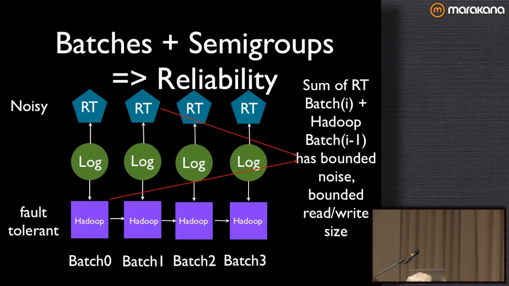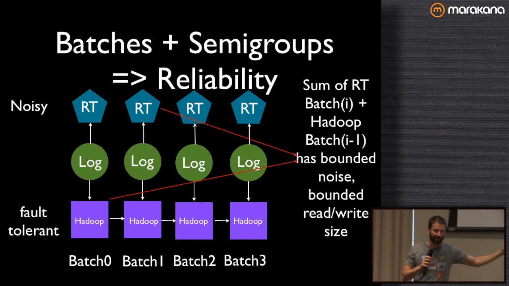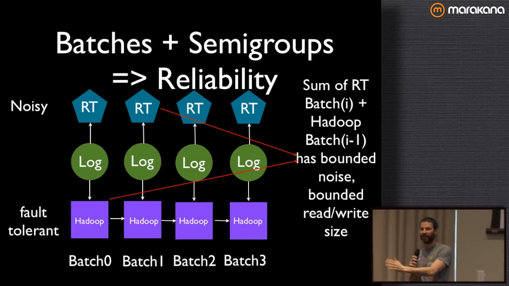So Hadoop gets the log data, and it keeps feeding forward. And what are we doing? We're just doing a semigroup. We're summing all the way up. For each key, we're going to sum all the values for all time. That's what this system's trying to do.